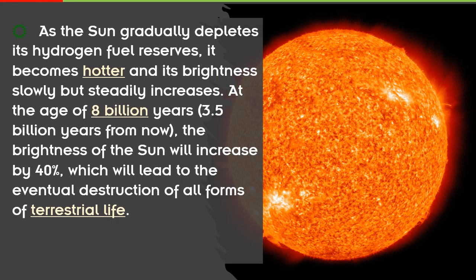As the sun gradually depletes its hydrogen fuel reserves, it becomes hotter and its brightness slowly but steadily increases. At the age of 8 billion years, 3.5 billion years from now, the brightness of the sun will increase by 40%, which will lead to the eventual destruction of all forms of terrestrial life.